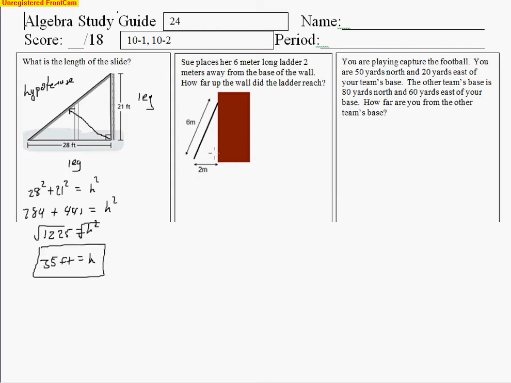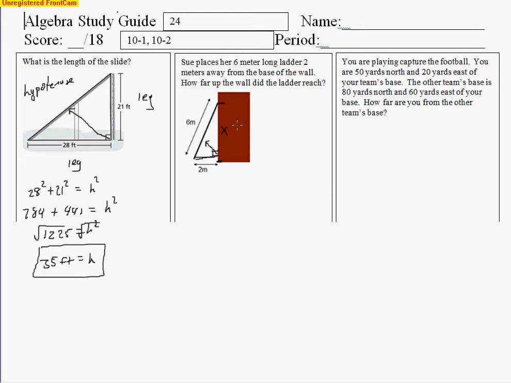So moving on to the next one, it says Sue places her 6-meter-long ladder 2 meters away from the base of the wall. And how far up the wall did the ladder reach? They're asking for this distance right here. And so we don't know that distance, I'll call it x. And so what we've got is a right triangle. If you look at it, if I draw this line right here, there's our right triangle. The side opposite the right angle is our hypotenuse. So this time the hypotenuse is given to us.